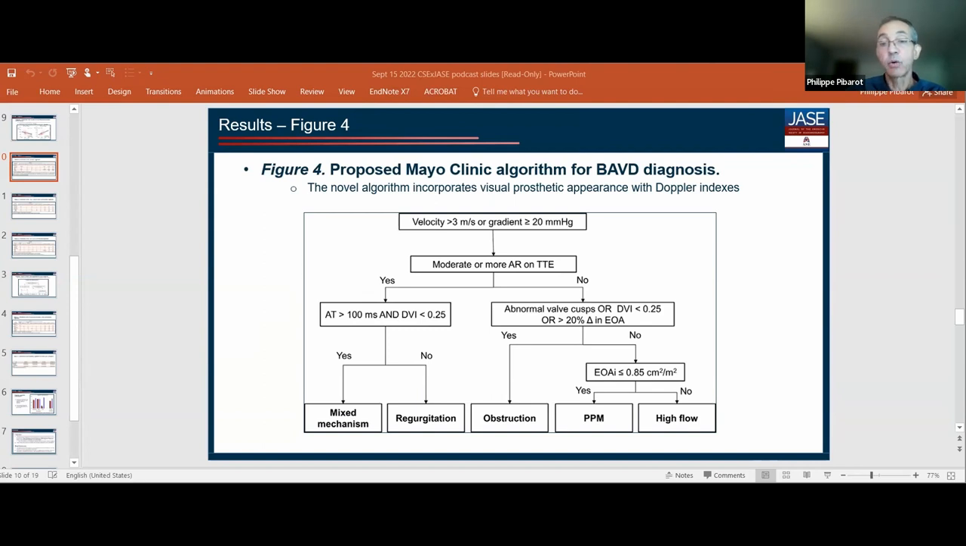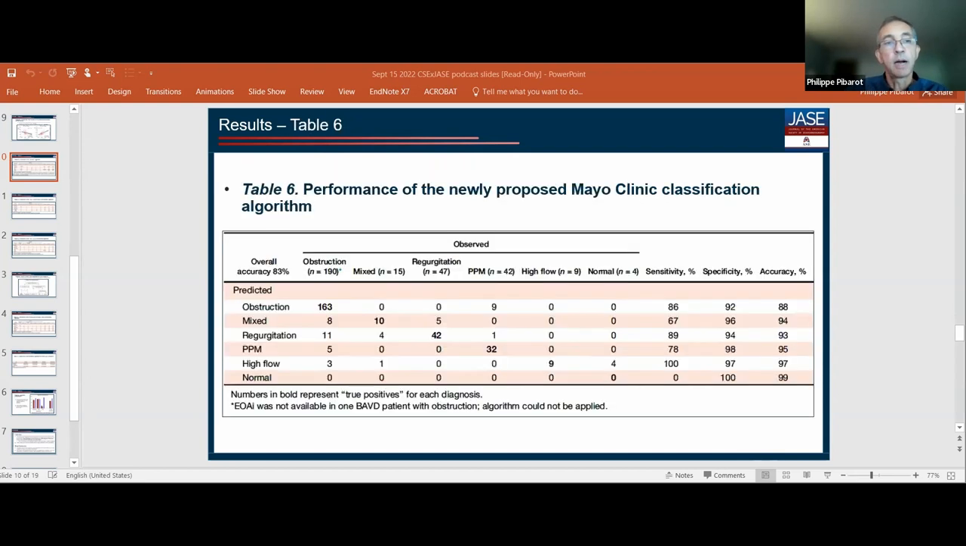we look at the indexed AVA, that is probably the best parameter to identify prosthesis patient mismatch and distinguish it from high flow. And so you get all your categories with this algorithm using a multi-parameter but integrative approach. It's still a limited number of parameters, but I think with these parameters, you capture most of the story. And so, yes, now what is the performance of this newly proposed algorithm?